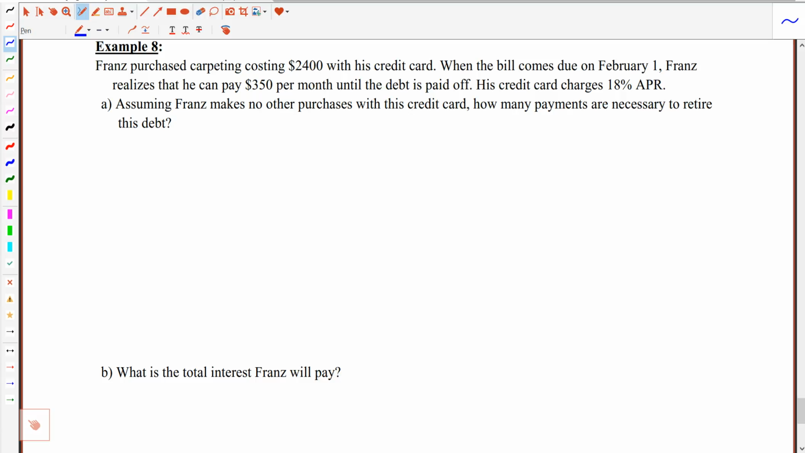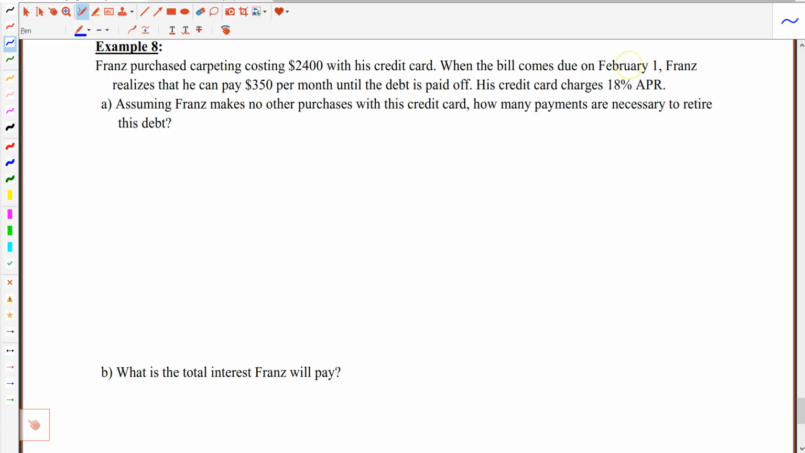Now, as this last example, we're going to look at comparing loan sources to see what sorts of savings we could get in our interest. Franz purchased carpeting costing $2,400 with his credit card. When the bill comes due on January 1st, Franz realizes that he can pay $350 per month until the debt is paid off, and the credit card will charge an 18% APR. Assuming Franz makes no other purchases with this credit card, how many payments are necessary to retire this debt?